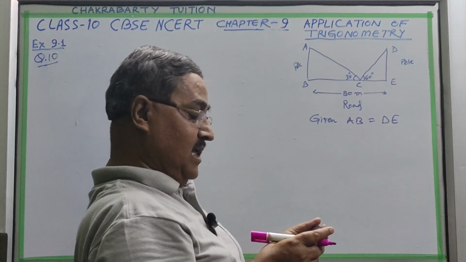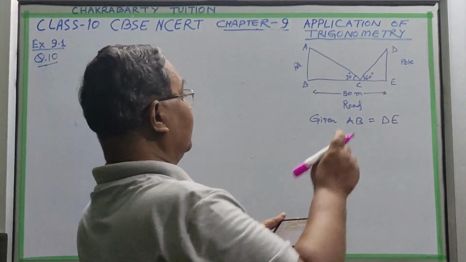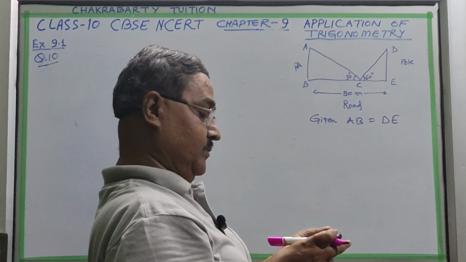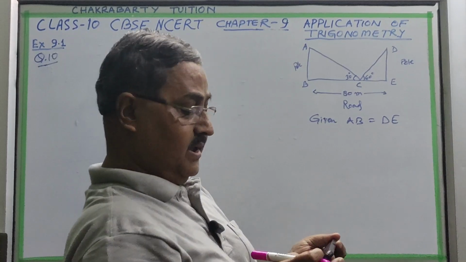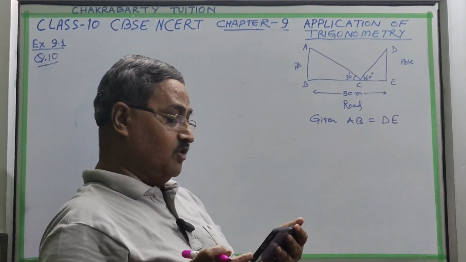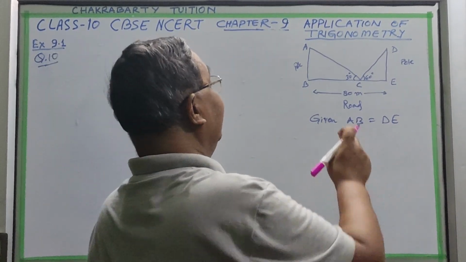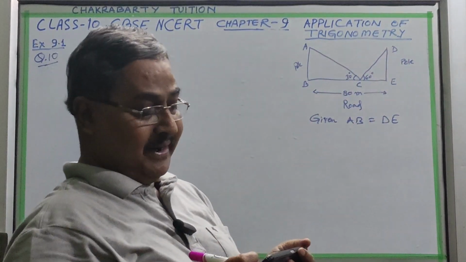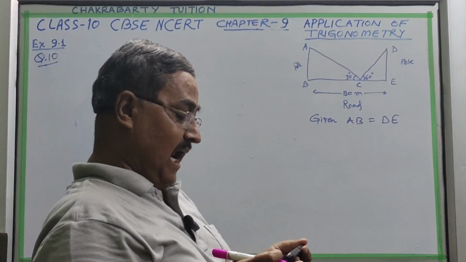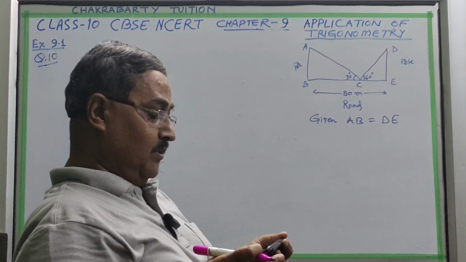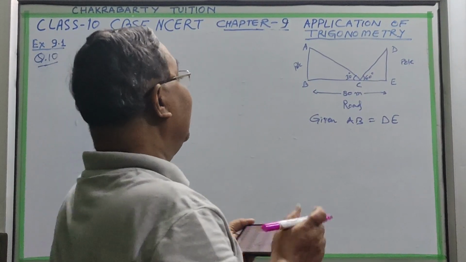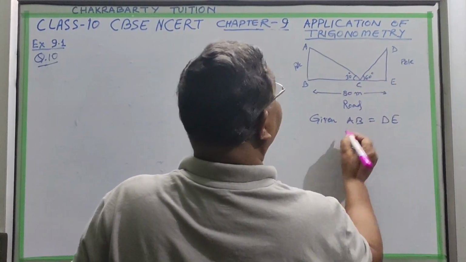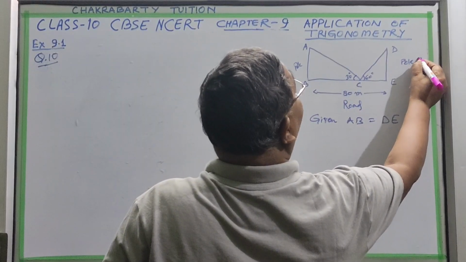From a point between them on the road, the angle of elevation of the tops of the poles is 60 and 30. One is at 60 and one is at 30, respectively. Find the height of the poles and the distance of the point from the poles. Means we have to find the pole height.